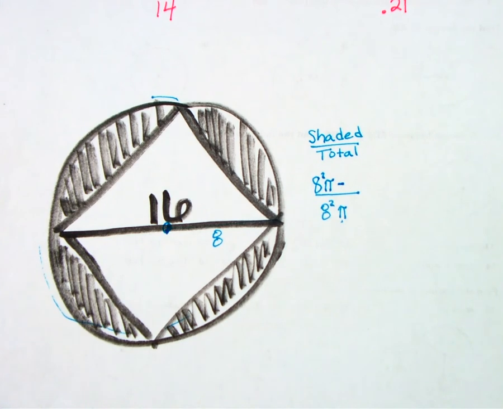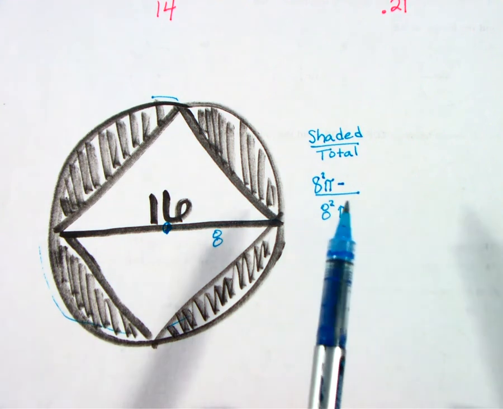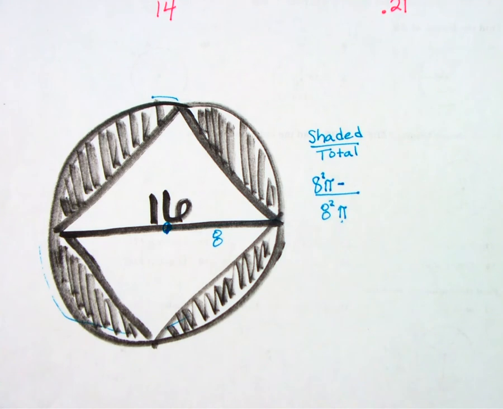Okay, now there's one case where that's not going to happen, and you're going to see that in a little bit, but that can happen. It's going to happen most of the time. Okay, I'm going to subtract out my square.